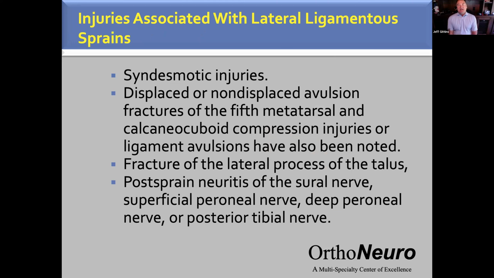Syndesmotic injuries are another form of an ankle sprain. It can occur with displaced or non-displaced avulsion fracture of the fifth metatarsal. You can have fracture of the lateral process of the talus. It can be post-sprain neuritis of the sural nerve. These are all associated injuries that happen with ankle sprains. So a lot of times an ankle sprain is not just a simple ankle sprain. There can be several other things that can complicate this type of injury.